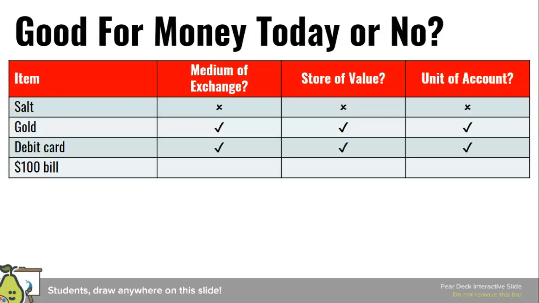We can use it to buy stuff. And a $100 bill, it's the same thing. People want $100 bills. They like $100 bills. They're willing to accept $100 bills. They last a real long time, so they're a store of value. And they're literally a unit of account because they're telling us they're $100, right? So when you see that number, you know that's a unit of account. So $100 bills, great for money.